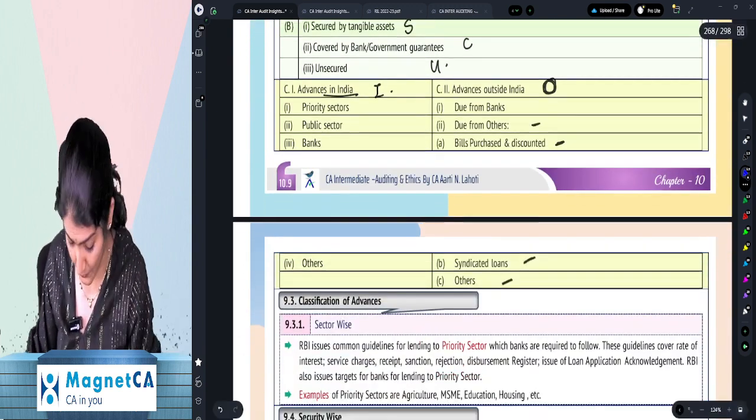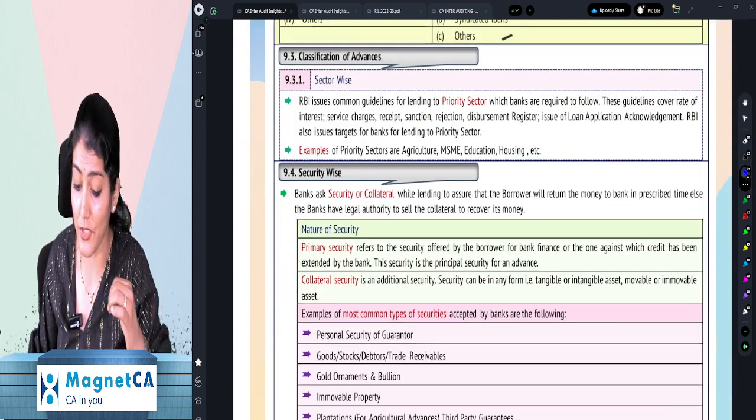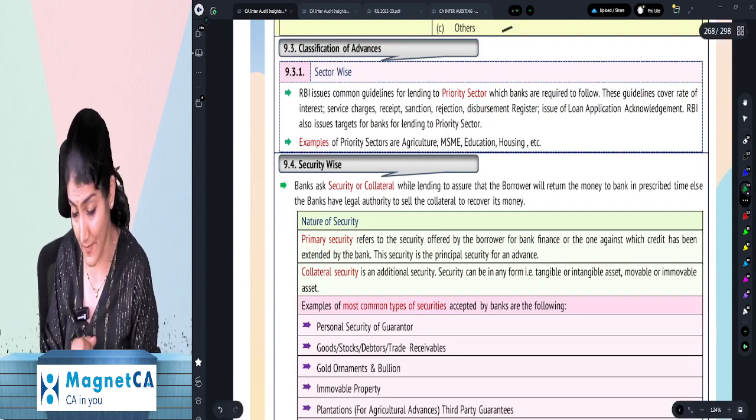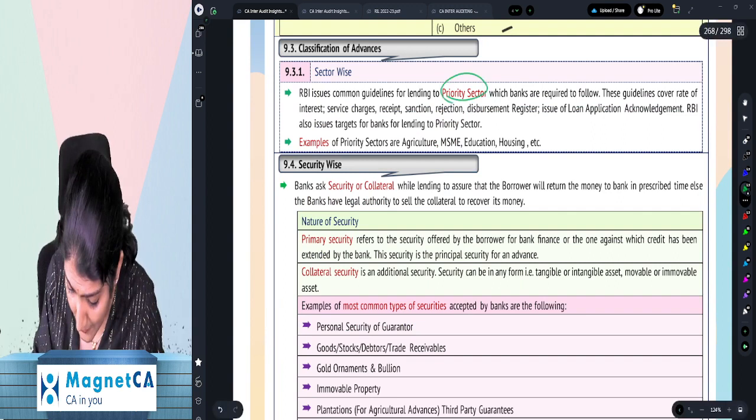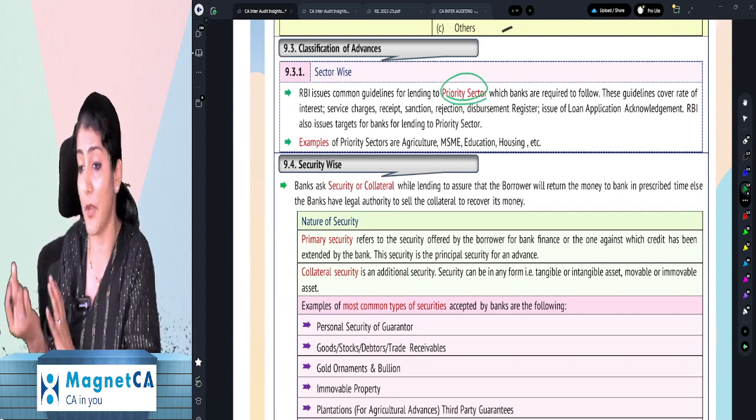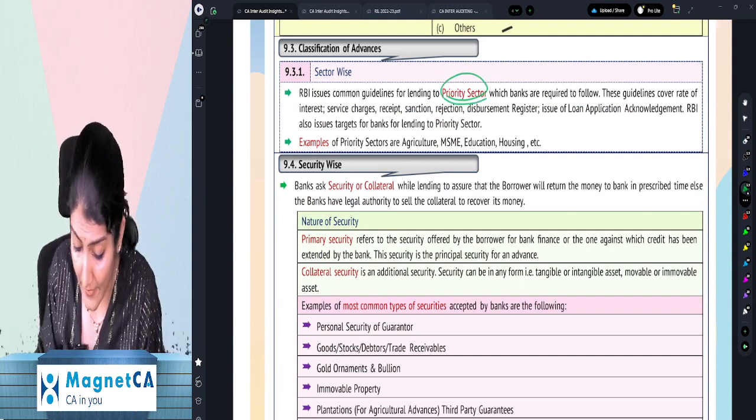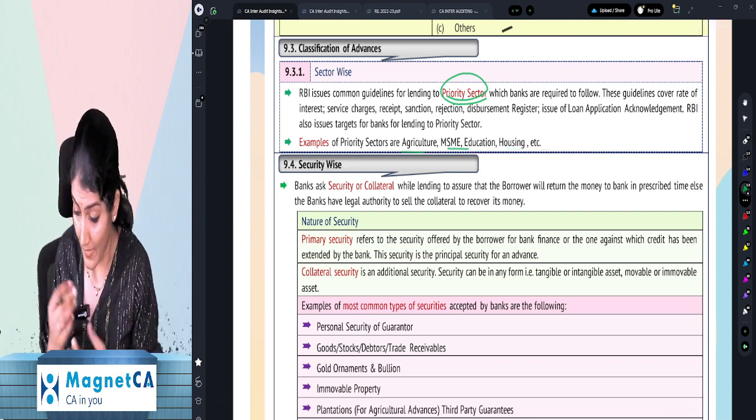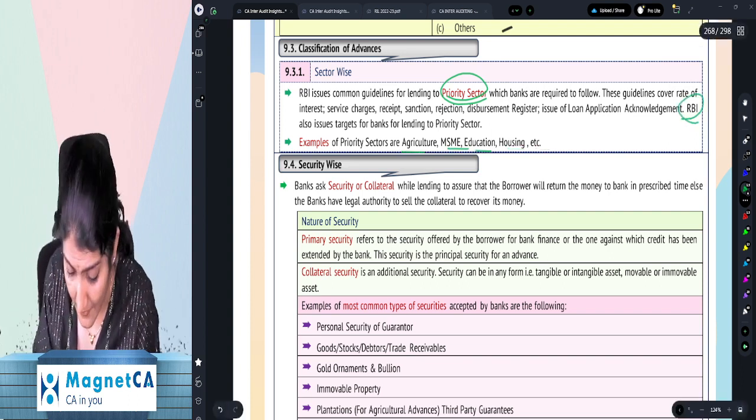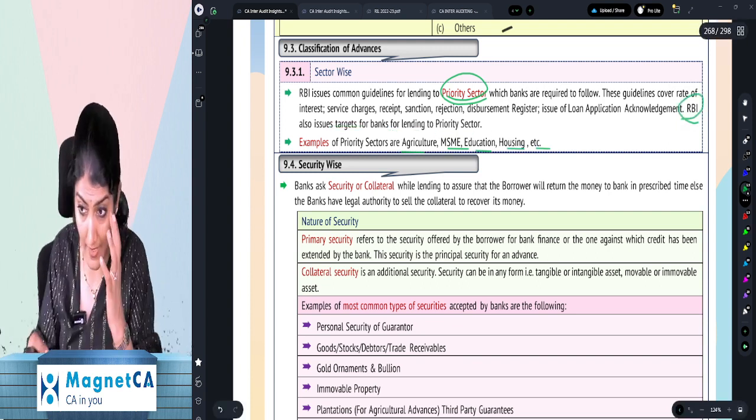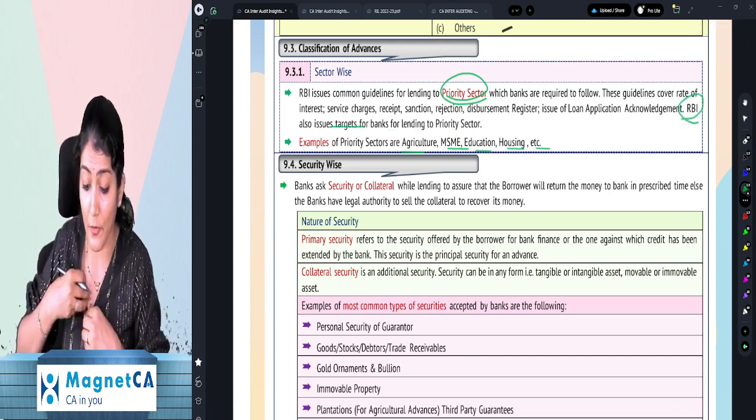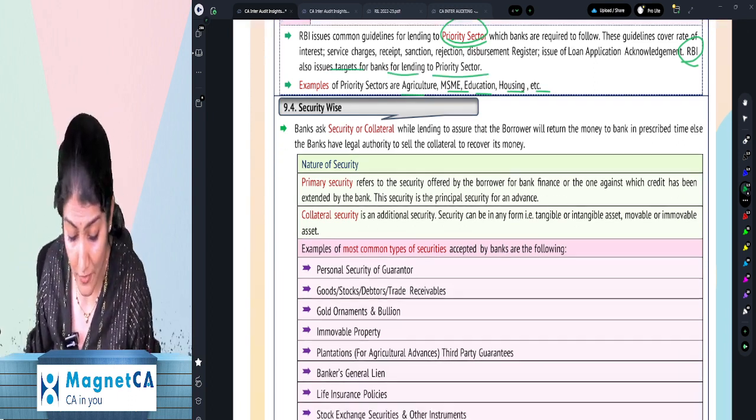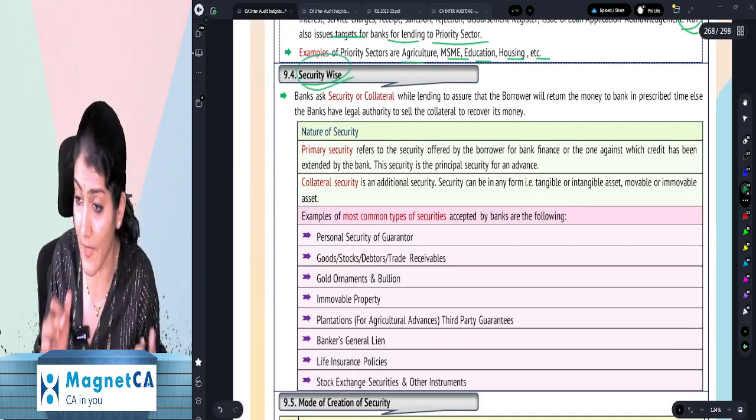BCT, SCU. And then classification of advances. One classification of advances could be sector wise. Banks could have lent to the priority sector or other than the priority sector. Priority sector includes agriculture, MSME, education, housing, etc. And RBI has issued guidelines regarding targets given to the bank on how much of their advances are to be given to the priority sector. Then the second classification of advances could be based on the security.